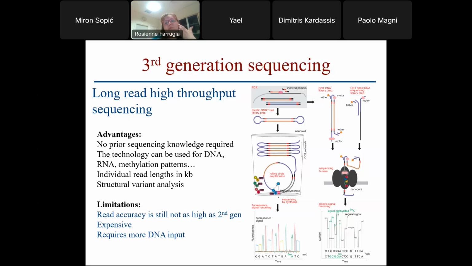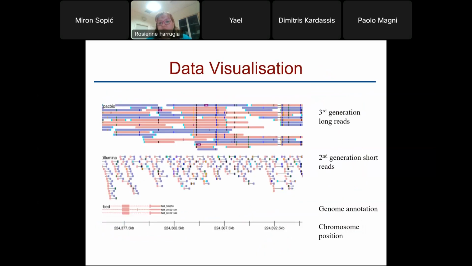The problems, which there still are and which are slowly being solved, are that read accuracy is still nowhere near as high as second generation read accuracy. It is still expensive. It can cost several thousand to sequence a single genome, and it requires more DNA input because there is no amplification step. So you need more DNA to actually get the data. So I will finish off with this.